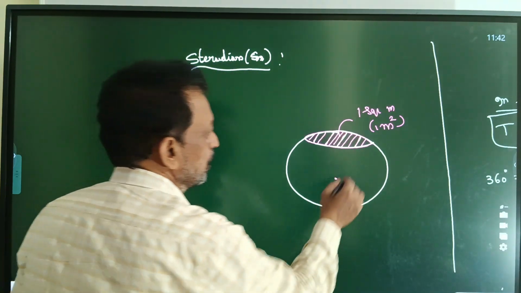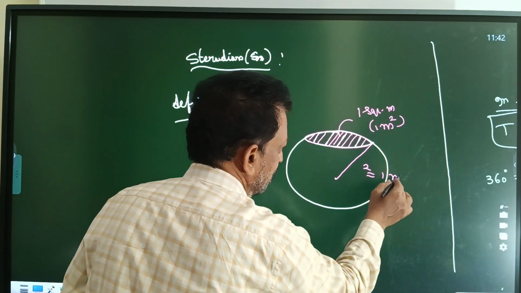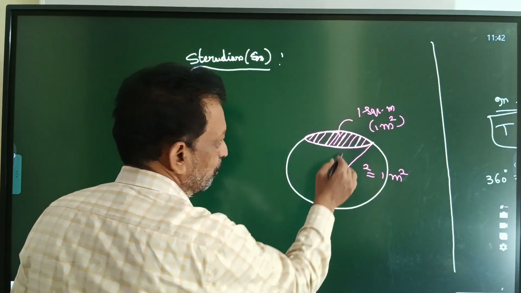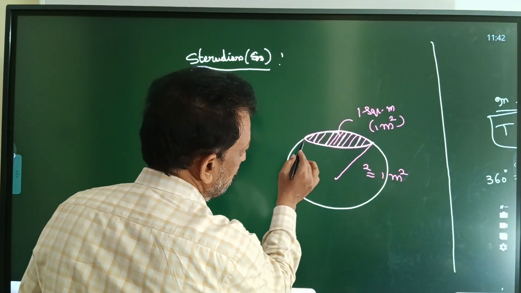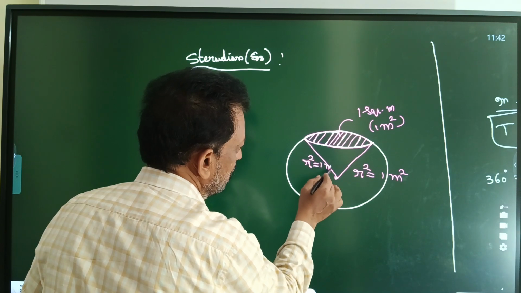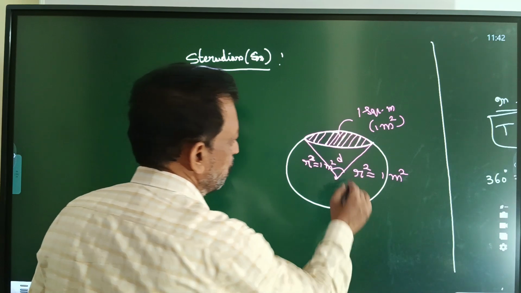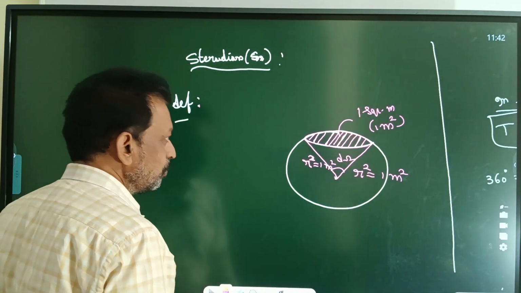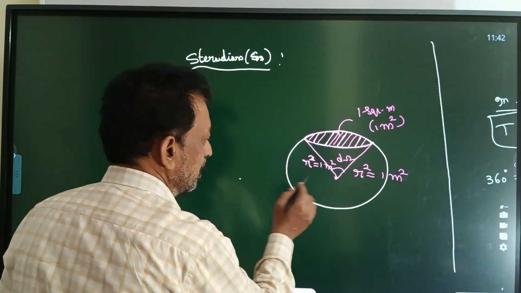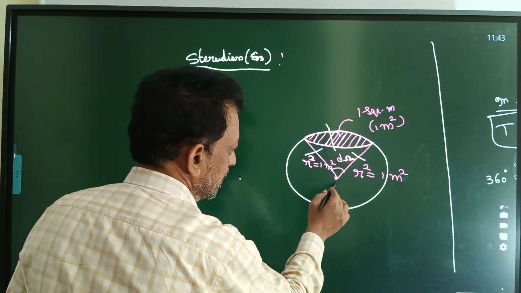Now this is the center, and this is the radius. The square of the radius, r square, is equal to 1 meter square. So this r square and the square meter cross section are both equal. The angle made here is called steradian. All are equal, this is also equal, this is also equal. That means we cut it off, and this is the center.